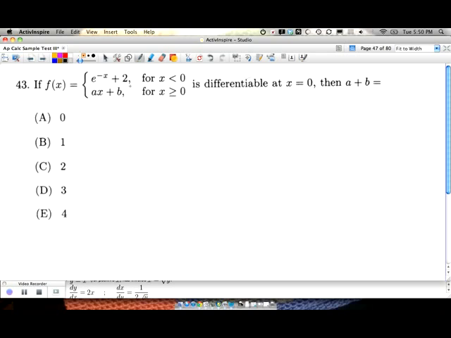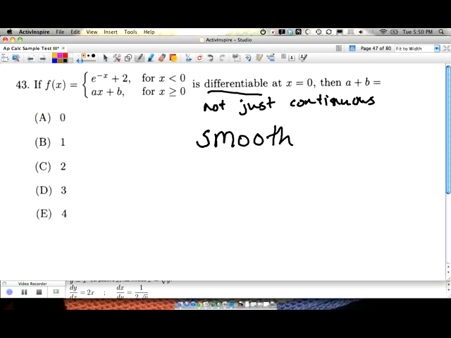If f of x is e to the negative x plus 2 on one side and ax plus b on the other, and it is differentiable at x equals 0, then a plus b is what? If this is differentiable, that's not just continuous. It's also smooth. In other words, no sharp points. If you don't have any sharp points, we're smooth. And if something's smooth, that means that the derivative is also continuous.